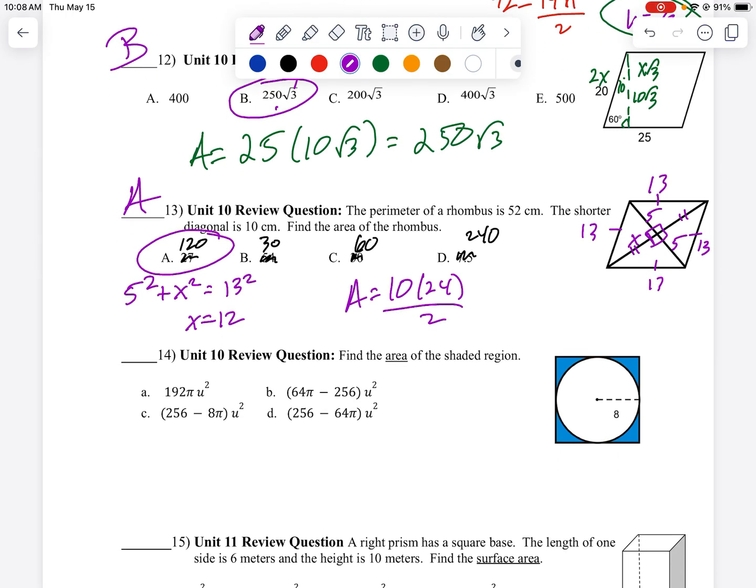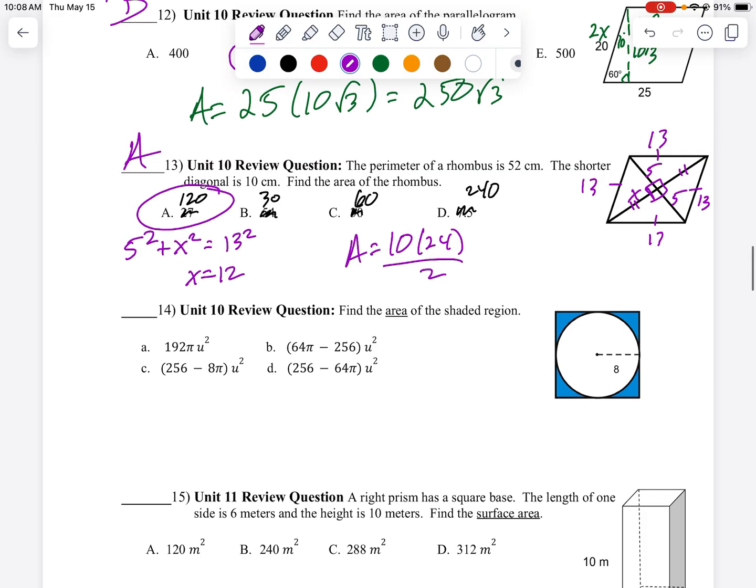Finding the area of the shaded region. Okay, the area of the shaded region, all right, I need to find the outside shape, so the square, area of the square minus area of the circle. The circle has a radius of 8. The square has a side of, well, 8 times 2 to get 16 here, because this is the whole diameter. Okay, that's 16.